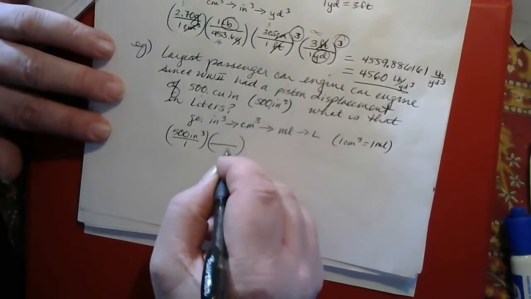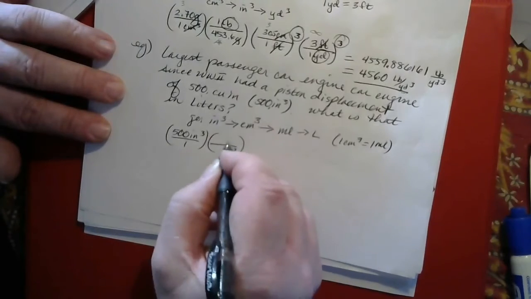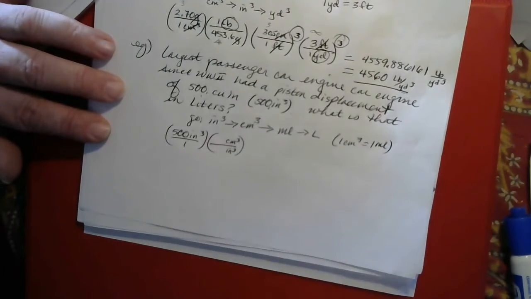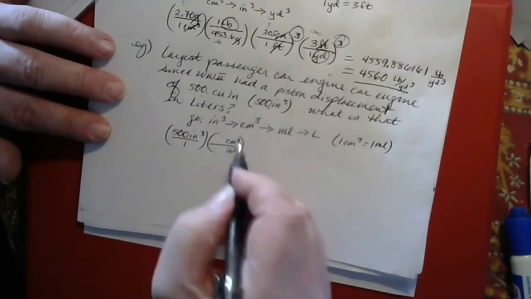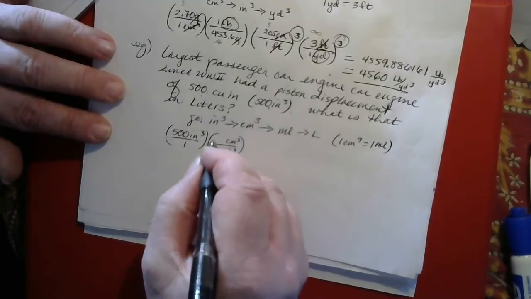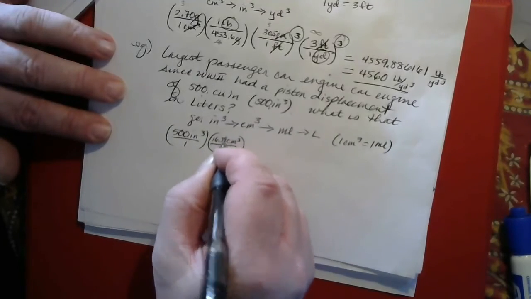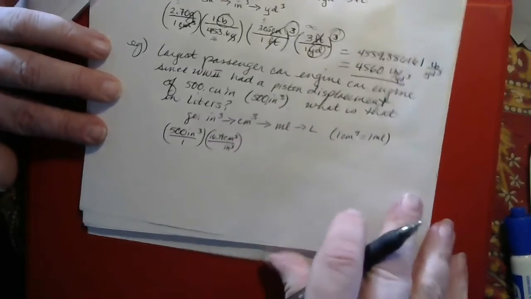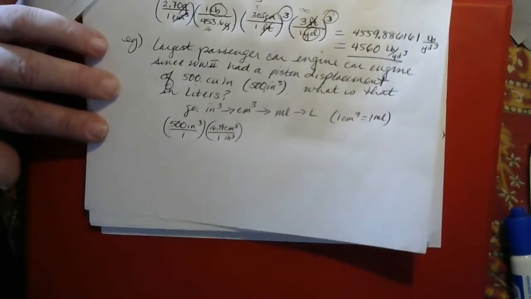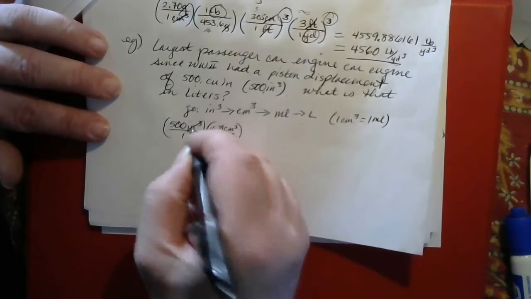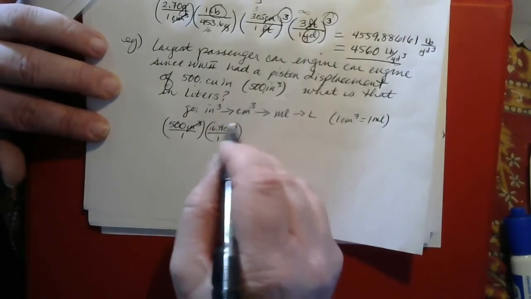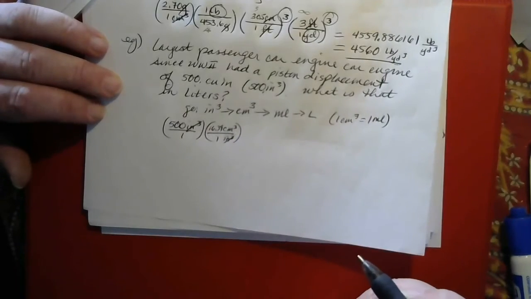So in the conversion factor, we want cubic inches on the bottom and cubic centimeters on top, so that cubic inches will cancel. And it's 16.39 cubic centimeters for every 1 cubic inch. Cubic inches will cancel, and we've now achieved cubic centimeters as the unit.